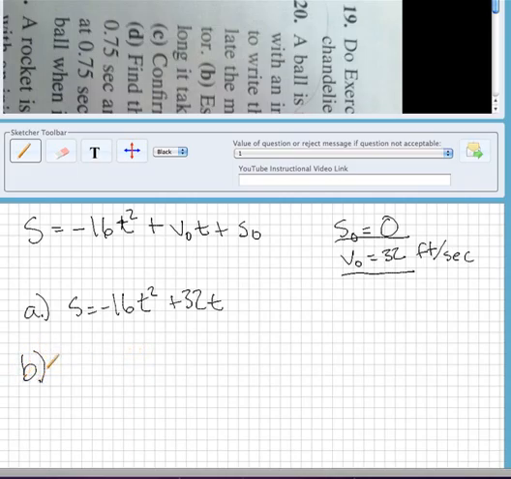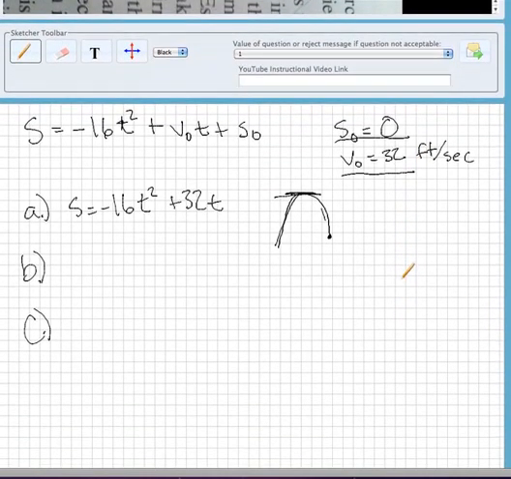B is just estimating from your calculator, and it's going to look kind of like this. You throw it here, it gets up to about here and comes back down, right? And you estimate it. C, so you just estimate it on your calculator. C says do it analytically.